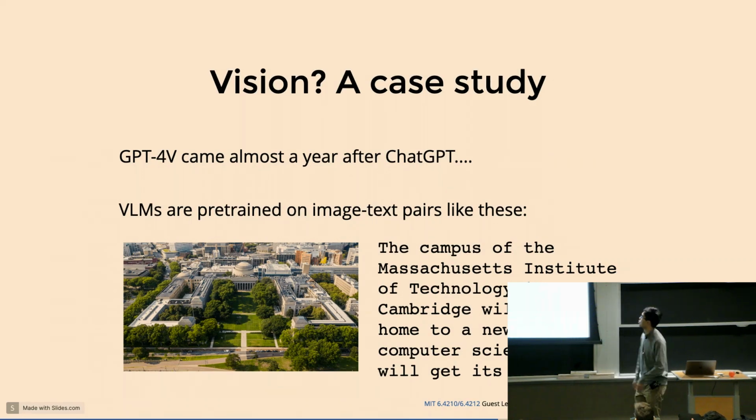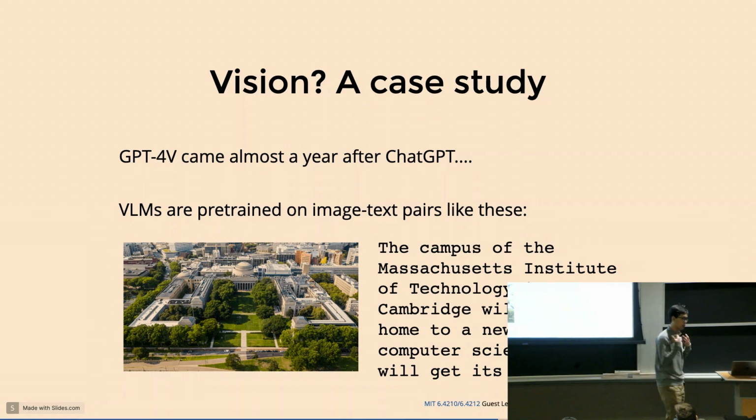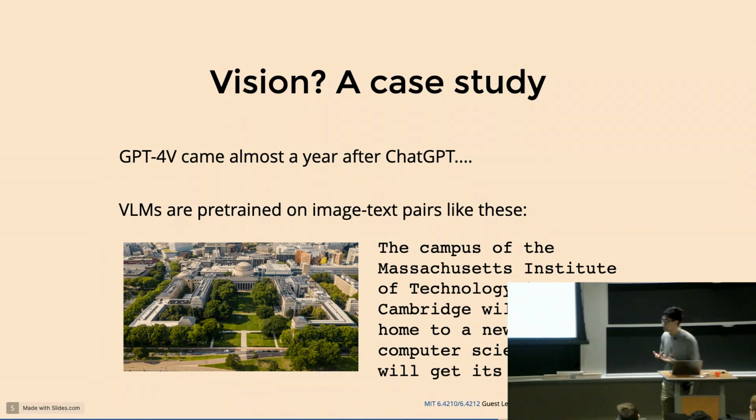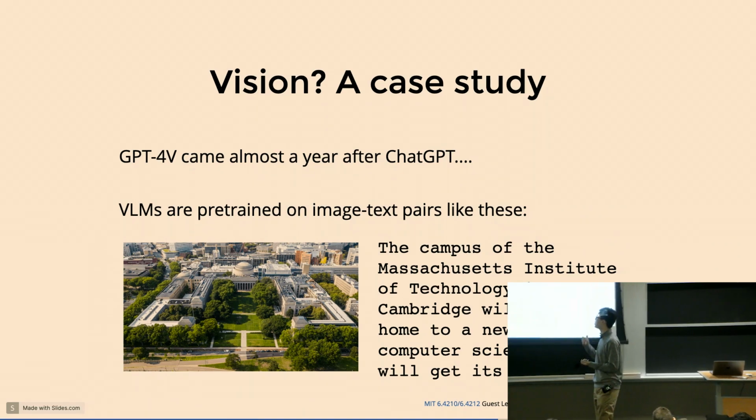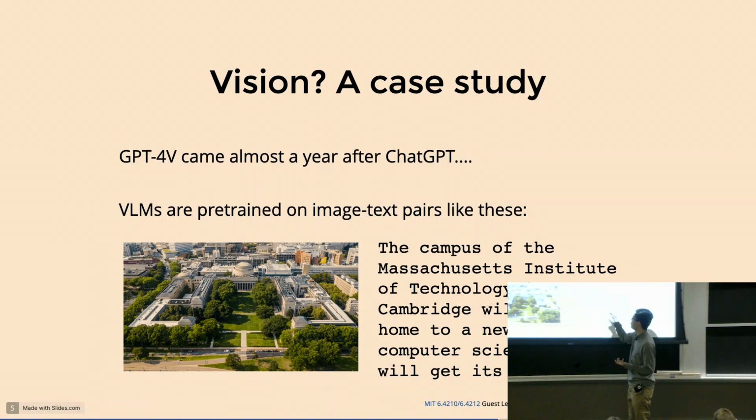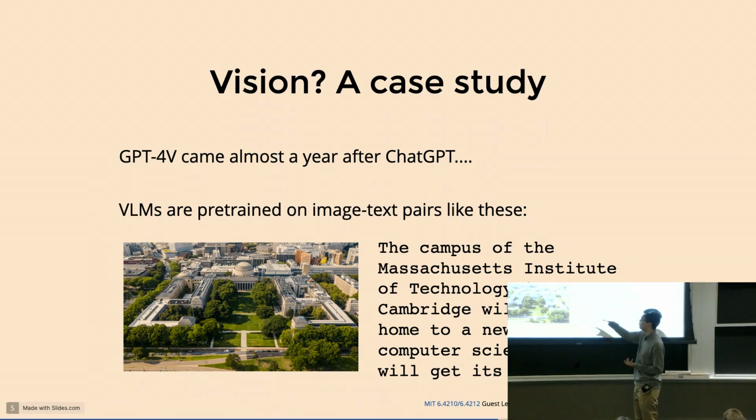Fewer people than those who played with ChatGPT. Okay, so GPT-4V is a multimodal version of ChatGPT or GPT-4. It came almost a year after ChatGPT. It's really late. And GPT-4V is a type of visual language model, which is a type of multimodal model.